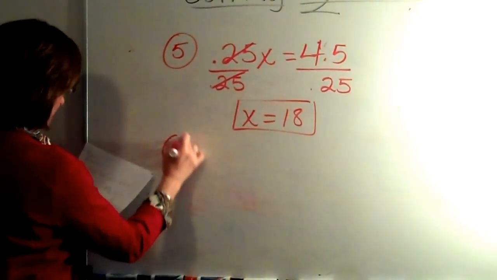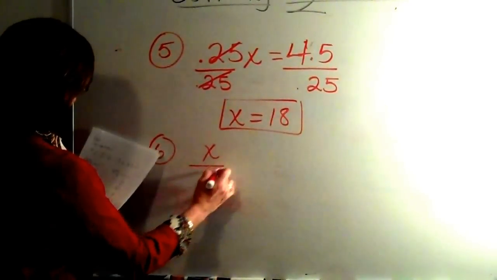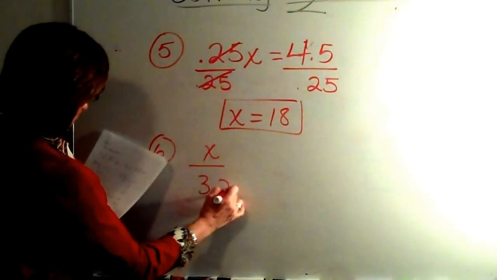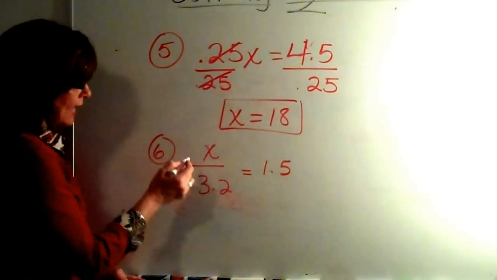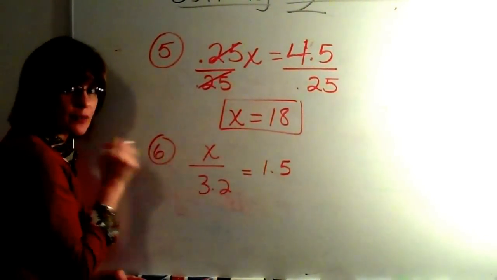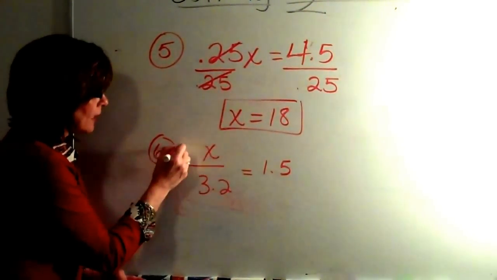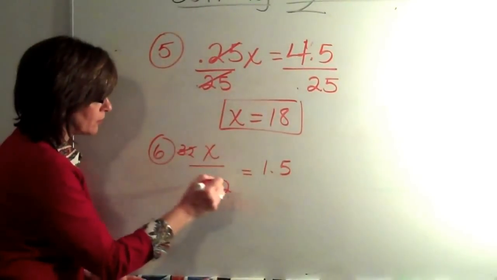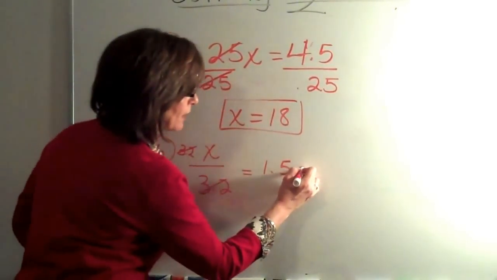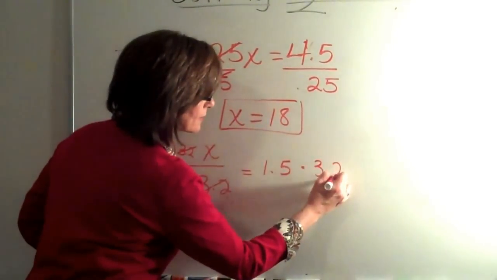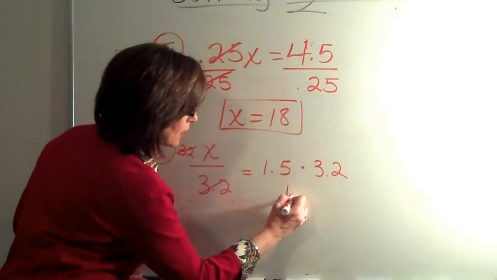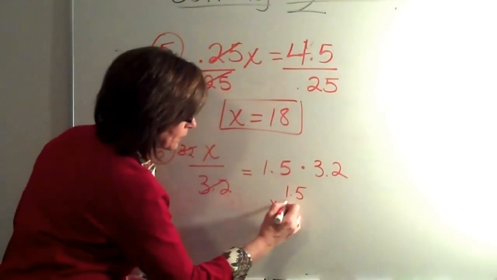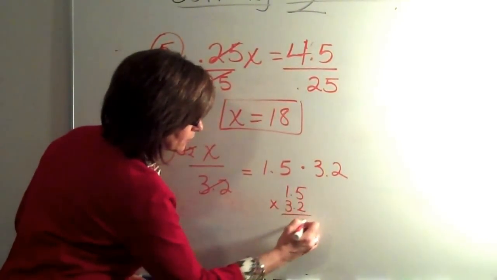Number 6, x over 3.2 equals 1.5. So in this case, I'm dividing by 3.2. How do I undo that? I multiply by 3.2. Multiply this side by 3.2 and multiply this side by 3.2. You got to be careful. Remember, that means multiplication. So 1.5 times 3.2.